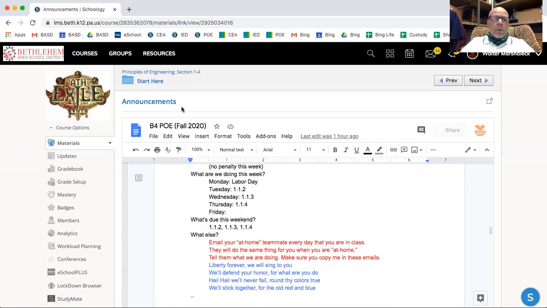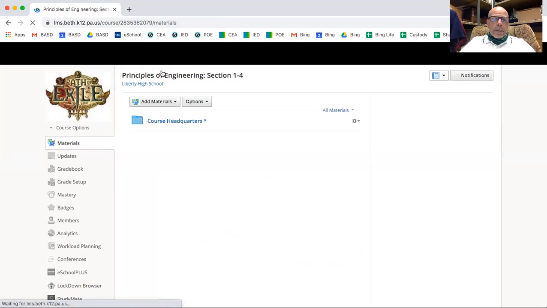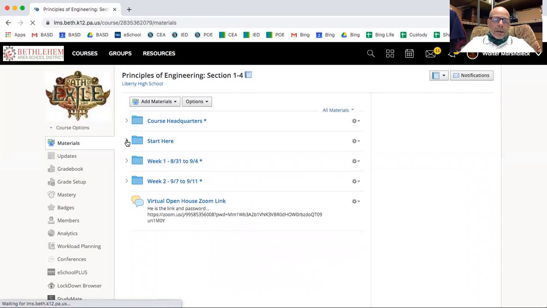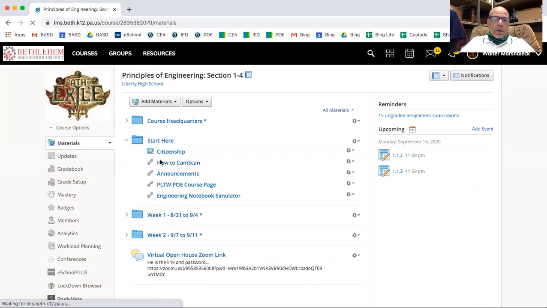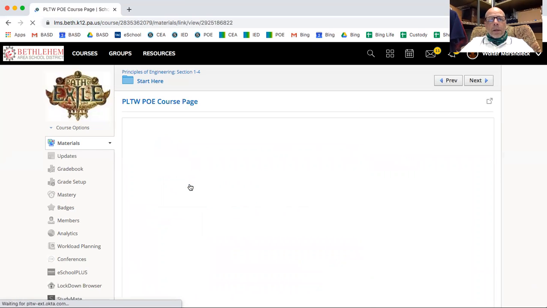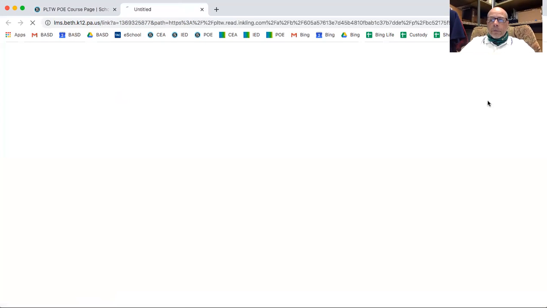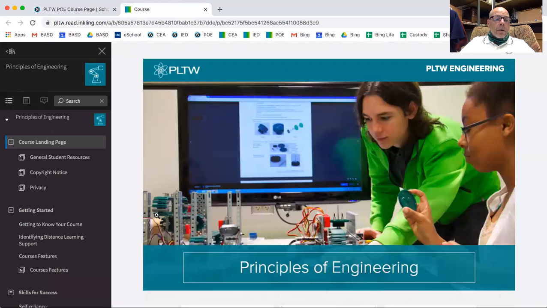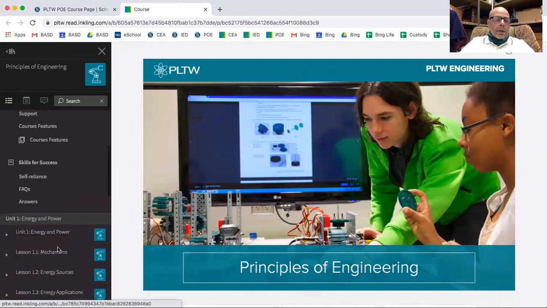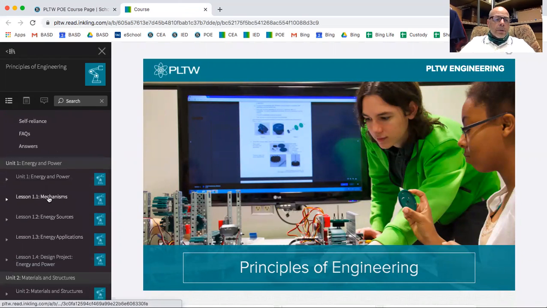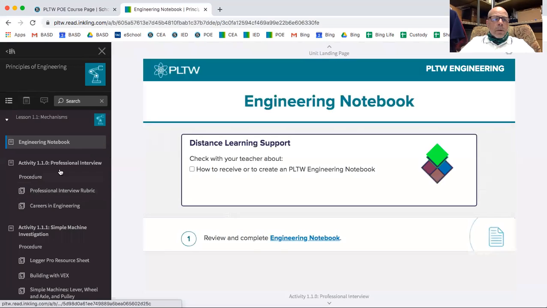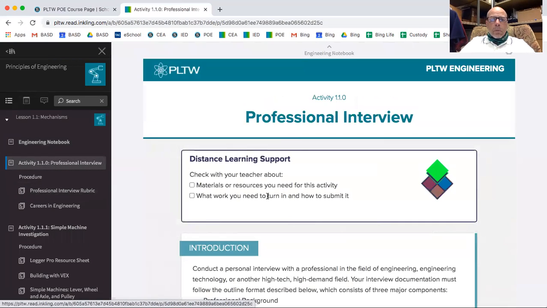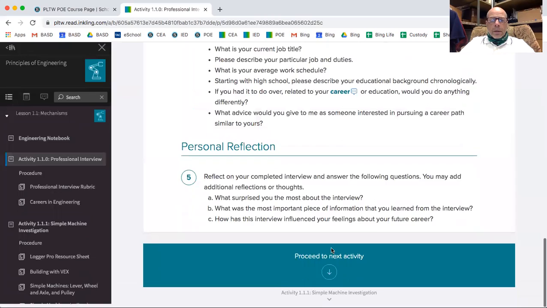1.1.2 yesterday, 1.1.3 today. And if we go back to our Schoology page, we looked at the announcements. Now it's the Project Lead the Way page, which will not open in Schoology, so you have to open it in another tab. And then there it is. Now the 1.1.0 is what we did the first week, first day. That's the interview.